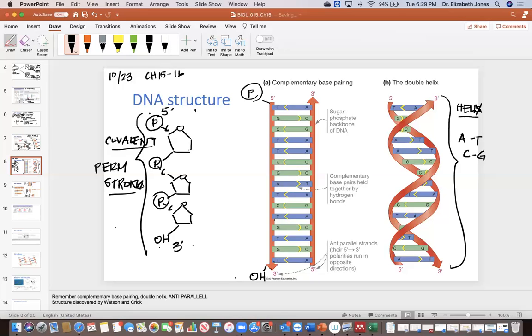Now recall that this OH group is really important, because if we were to add another nucleotide to this strand, it would be added on at this end where the OH group is. So we would add another one on there or another one on here. And that's going to be really important in a little while when we start talking about how we replicate DNA.